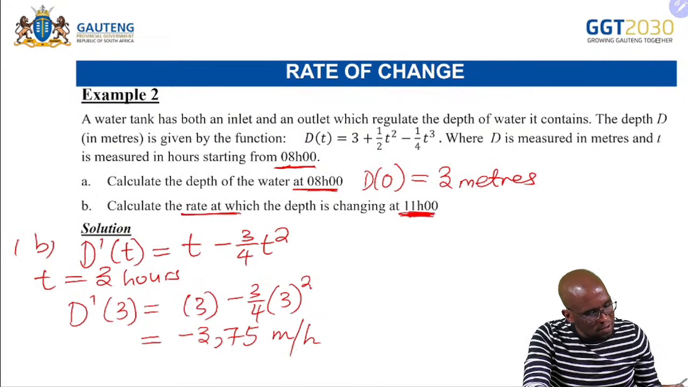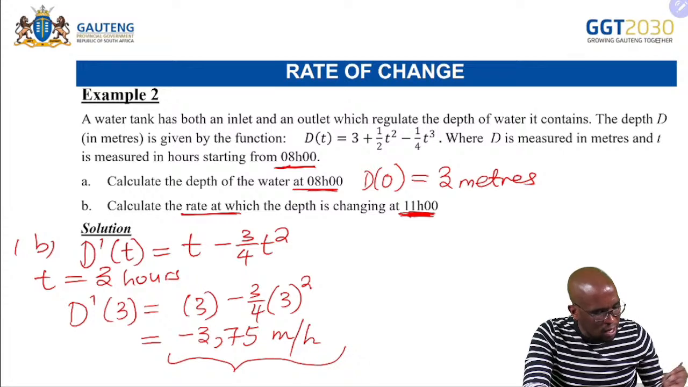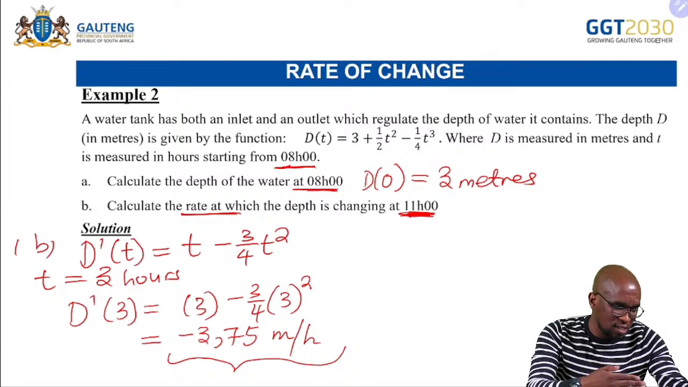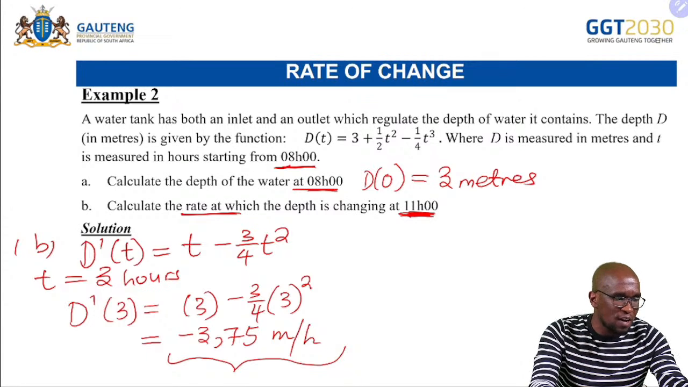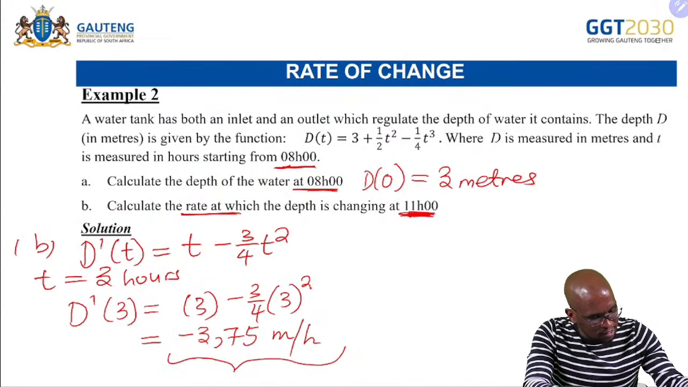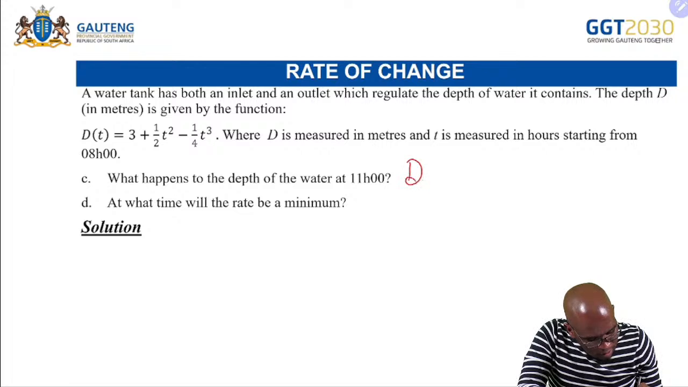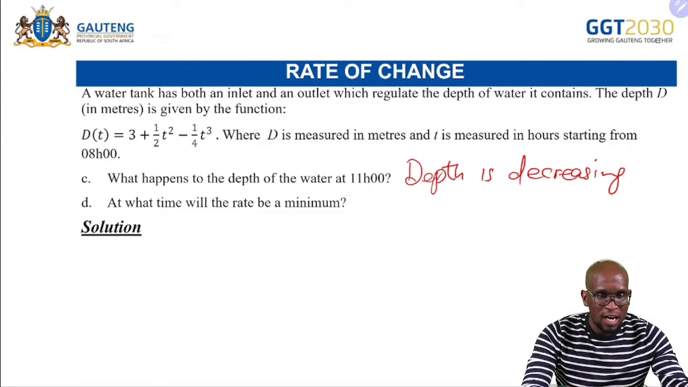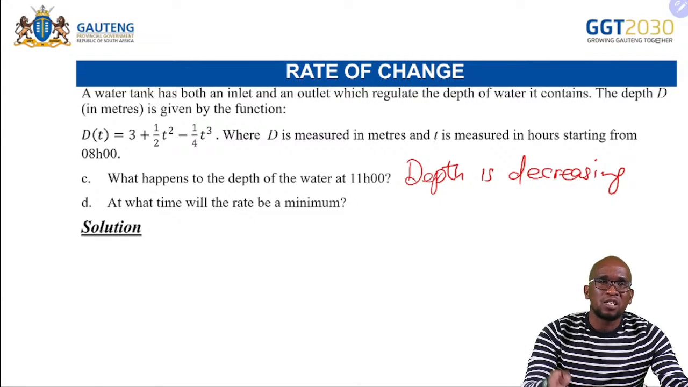Now, moving right along, what happens to the depth of the water at 11? If you check from the previous one, we got that our rate is negative 3,75 meters per hour. This is the gradient, and the gradient is negative. We have a decreasing function in this case. So this is telling us that the depth is decreasing because the rate of change of depth is negative.